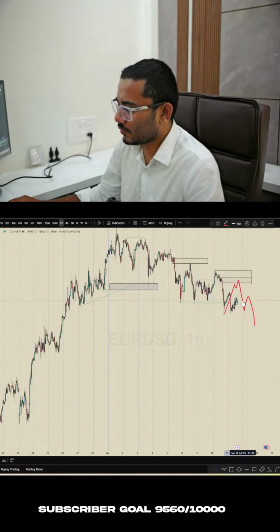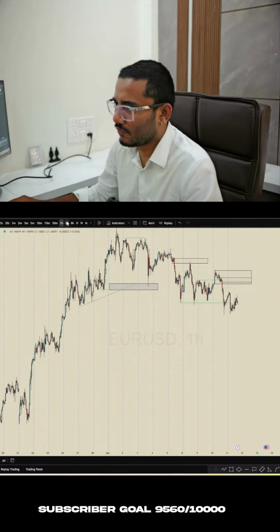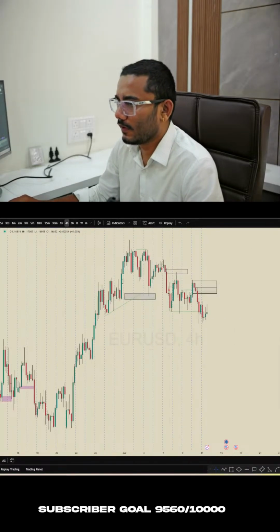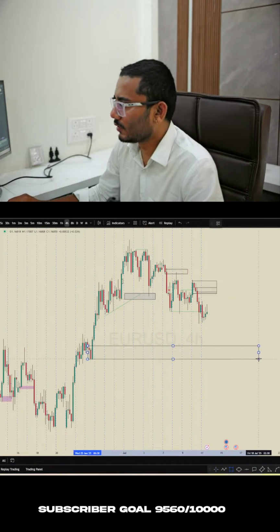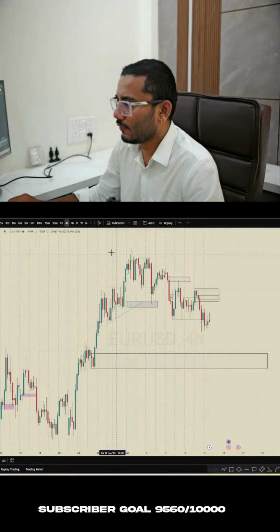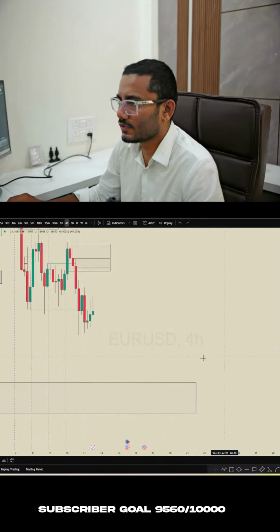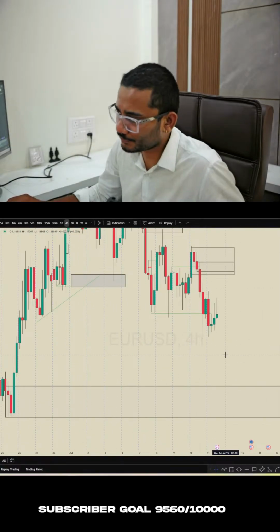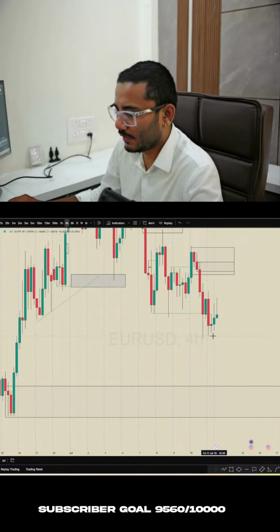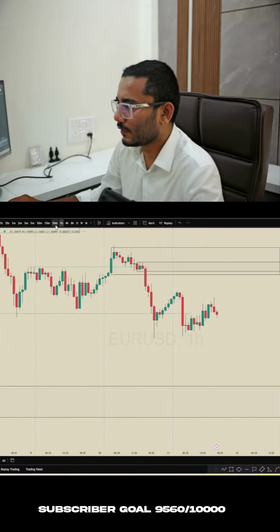On Euro USD, the overall structure on the 4 hour is going to the downside, and I think it can continue till 1.16179. Till then, we can look for sell side trades, and just by looking at the candlesticks, we can see all the candlesticks are creating wicks and sweeping liquidity.